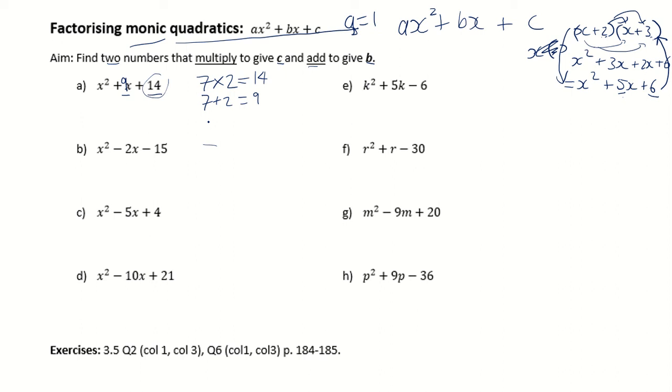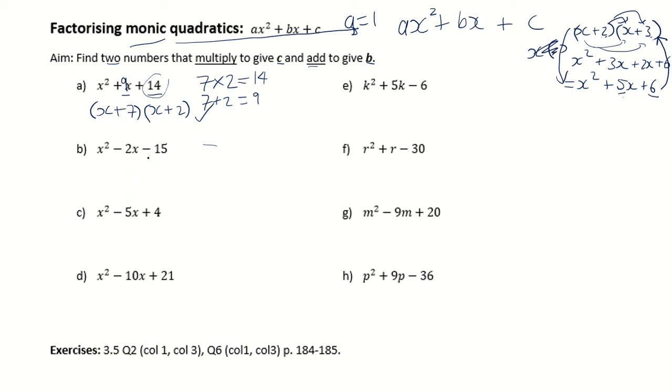So you don't have to write this off to the side, I'm just doing it to help us. So if we were to factorize this, we're going to have x plus 7 and x plus 2. Because if we were to expand this out, we'd get x times x is x squared, x times 2 is 2x, 7 times x is 7x, 2x and 7x gives us 9x, and 7 times 2 is 14. So that's correct. You can check that you're factorizing properly by expanding it out, but you don't need to.